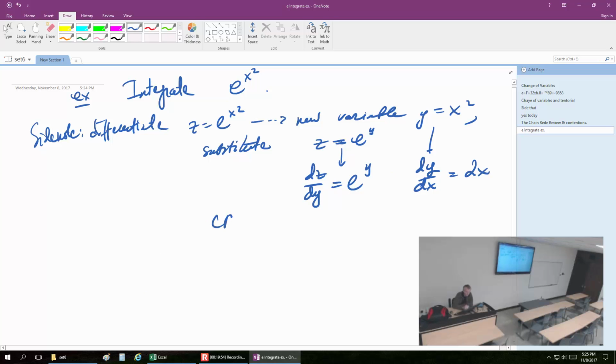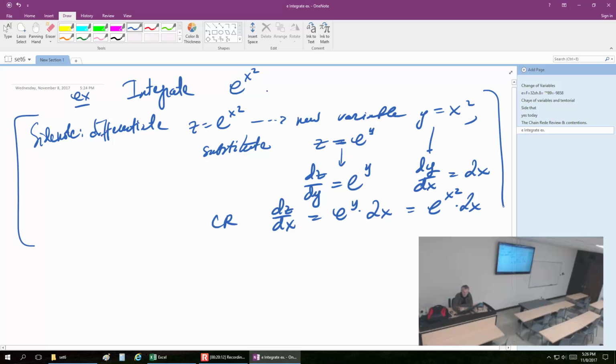Okay, so everything is fine. The chain rule then produces the answer by multiplication and back substitution. So dz dx is equal to the product of these, e to the y times 2x, or e to the x squared times 2x. Okay? Works out. So once again, a side note, a big one, but one more time of the chain rule is probably a good idea anyway.